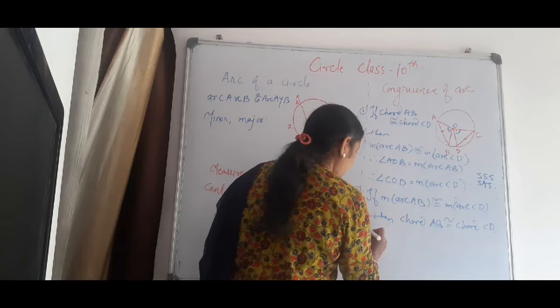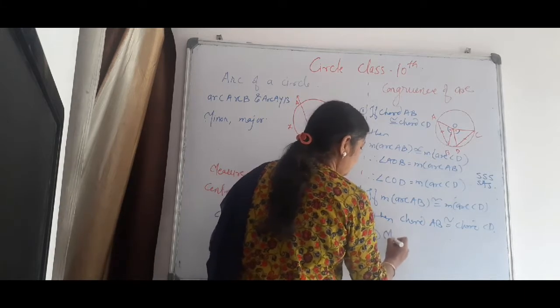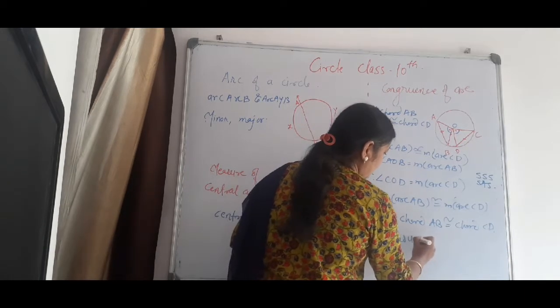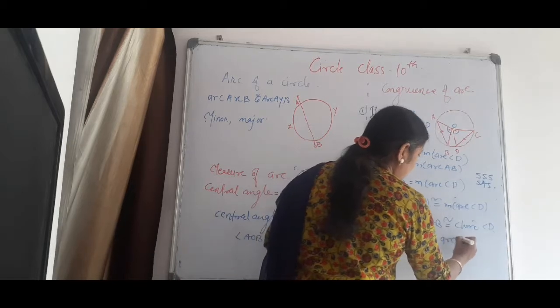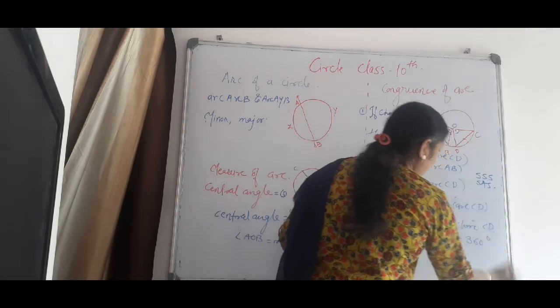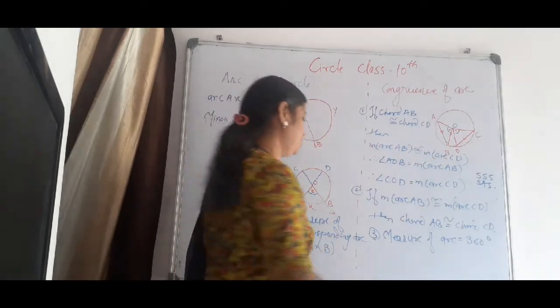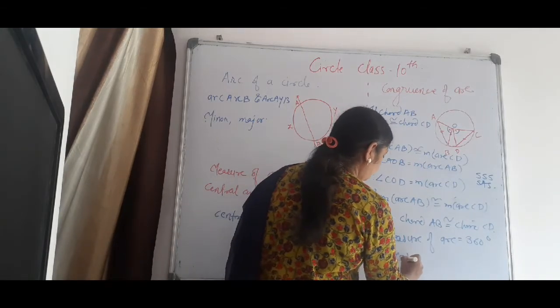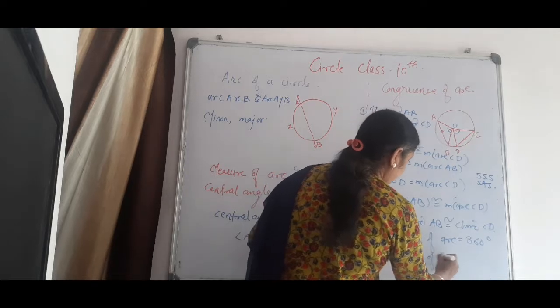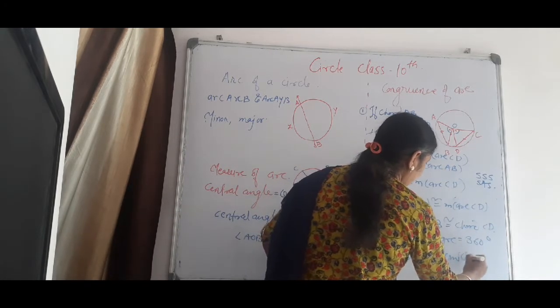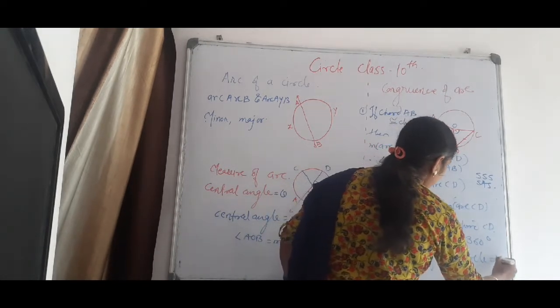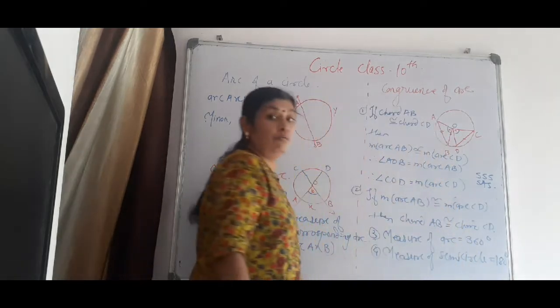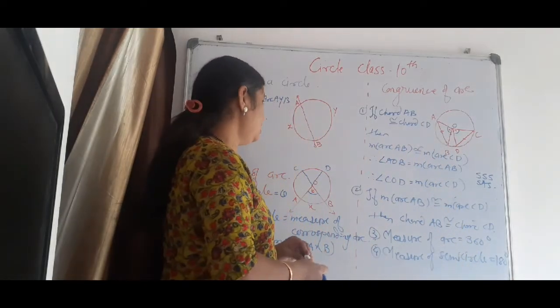Now see here, third point, measure of arc. What is the measure of the whole circle's arc? The total measure of arc is 360. Then fourth, measure of semicircle. The measure of semicircle is how much? 180. The measure of semicircle is 180.